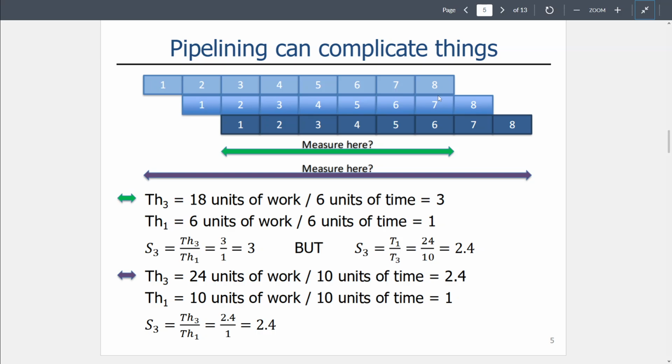So we can crunch those numbers again, and if we crunch those numbers taking the beginning and the end into account as well, not just when the pipeline is full, you'll notice that we get 24 units of work over 10 units of time. That's 2.4. Well, hey, that more closely matches our expected speedup based off of time. The throughput speedup is going to converge to the time-based speedup.